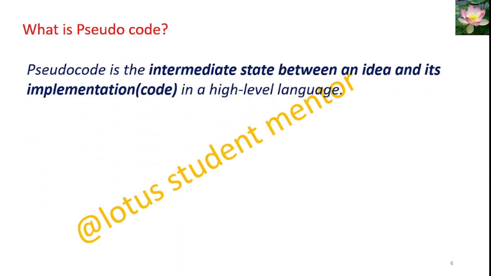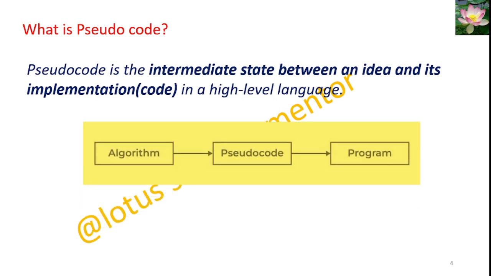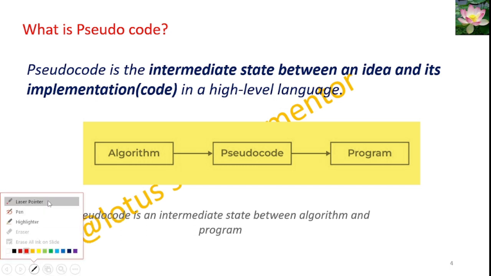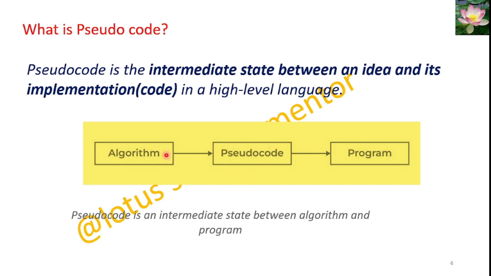Pseudocode is an intermediate state between the algorithm and the programming language. Here, the programming language can be Python, Java, C++, C#, etc. But pseudocode belongs to no particular language. Pseudocode means fake code. We'll learn in the next video what the difference is between algorithm and pseudocode.